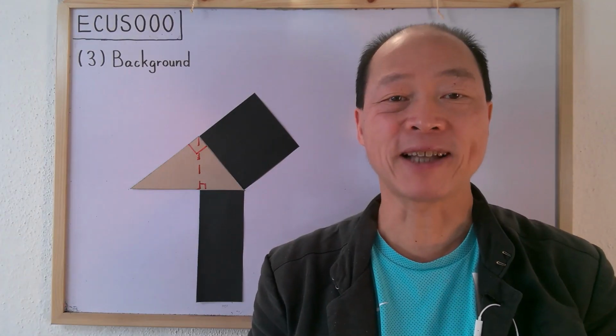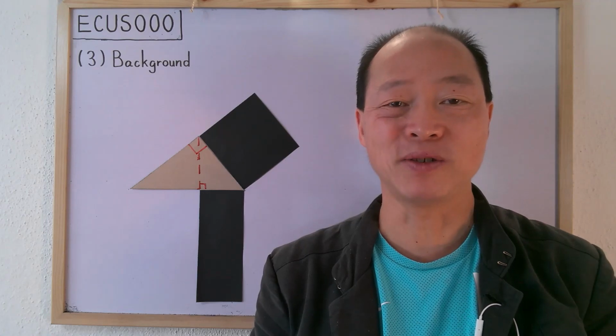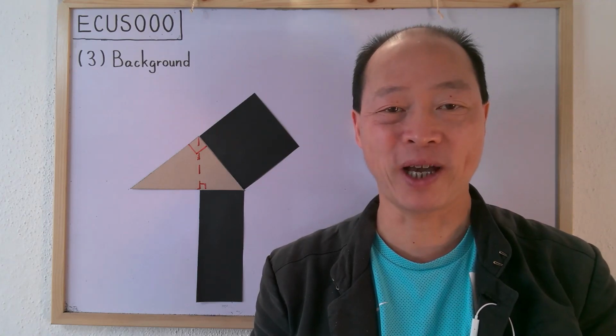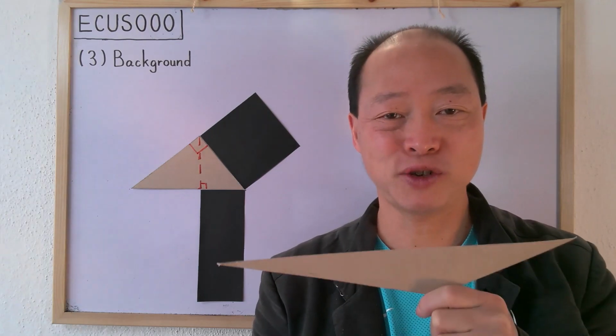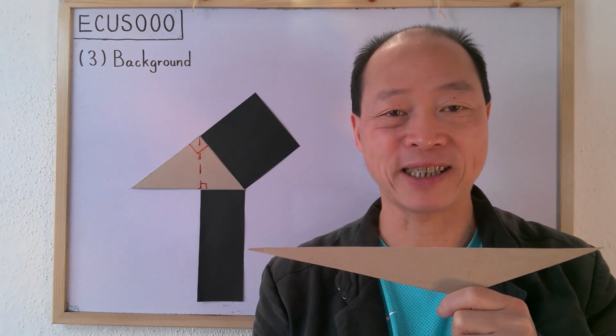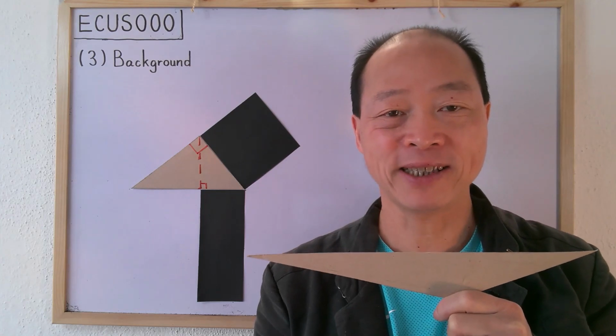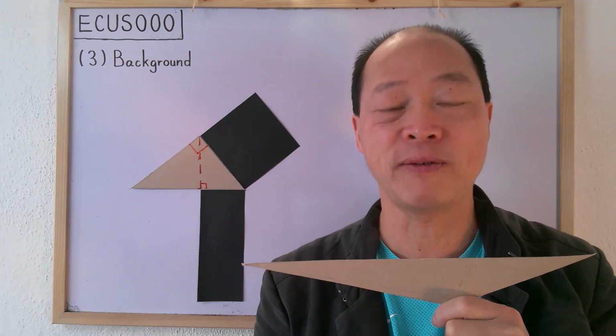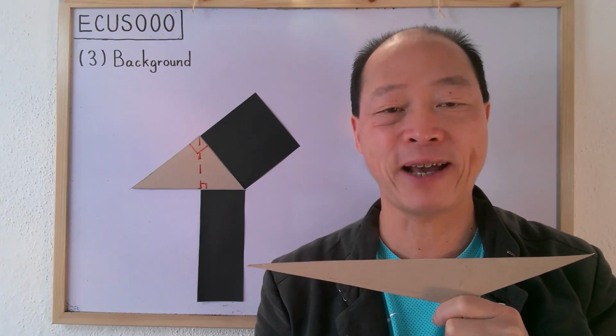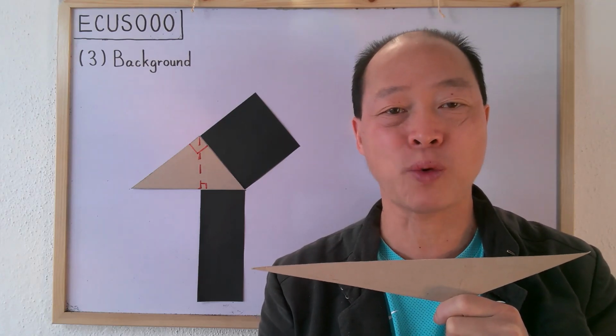Some of you may find it hard to observe that the area of the triangle is half of the area of the rectangle and also of the square. I may use paper cutting to change this triangle into a rectangle with a side equal to half of its height in the next video, so that you may find it easier to observe that the area of this triangle is really half of the area of the rectangle and also of the square.